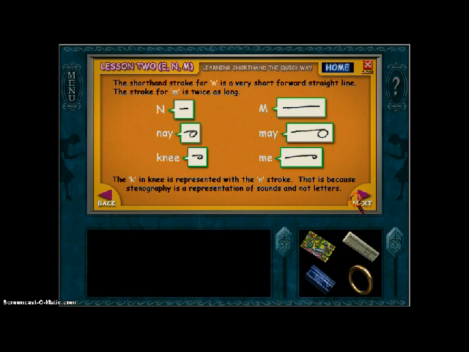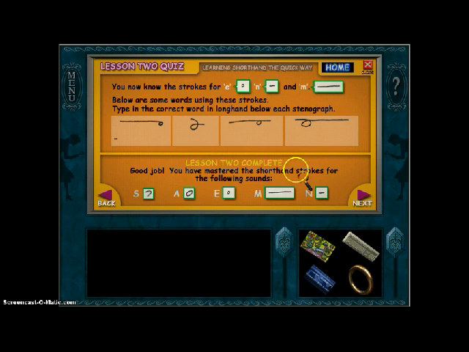The shorthand stroke for N is a very short forward stroke, a very short forward straight line. The stroke for M is twice as long. So this is N, this is M, which looks more than twice as long as N. And the K in Ni right here is represented with the N stroke. That is because stenography is a representation of sounds and not letters. Now you know the strokes for E, N, and M.